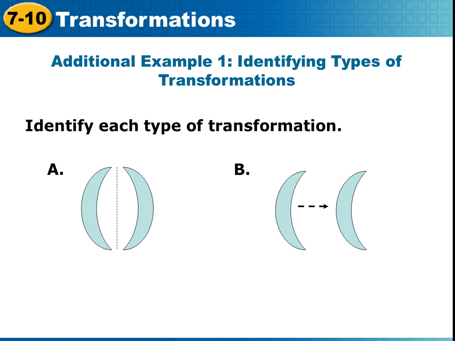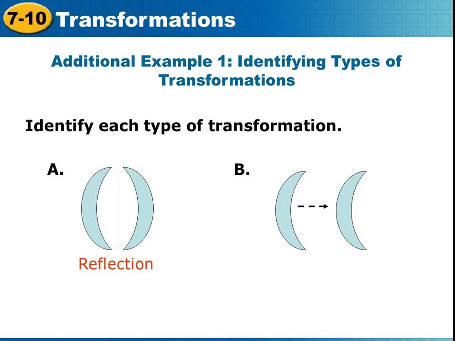I want you to look at this. Can you identify each type of transformation? Is it a translation, a rotation, or a reflection? Look at letter A. Letter A is a reflection. It reflects along that line. It's a mirror image.